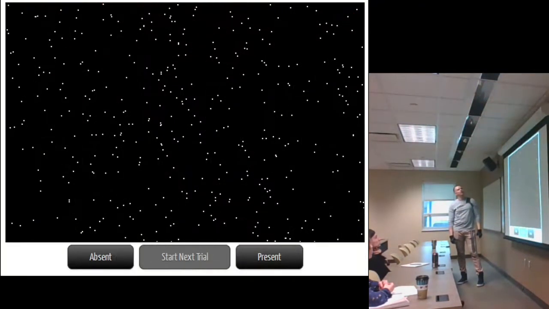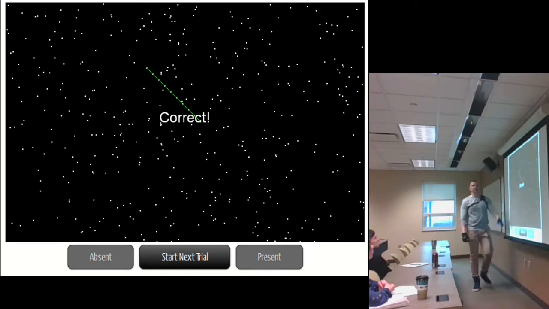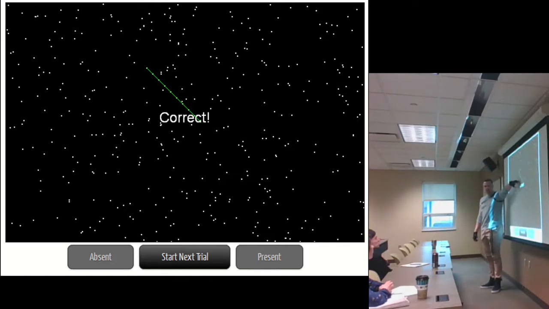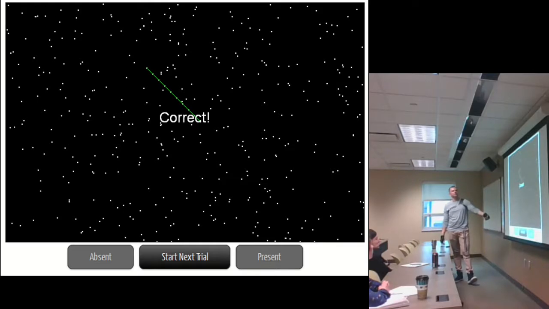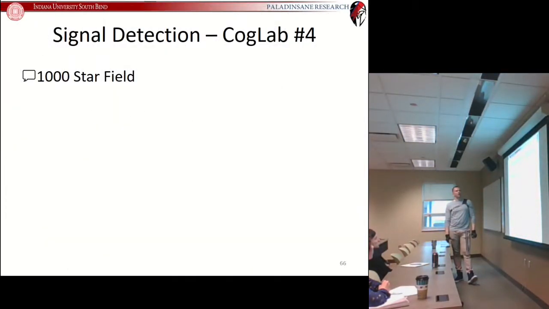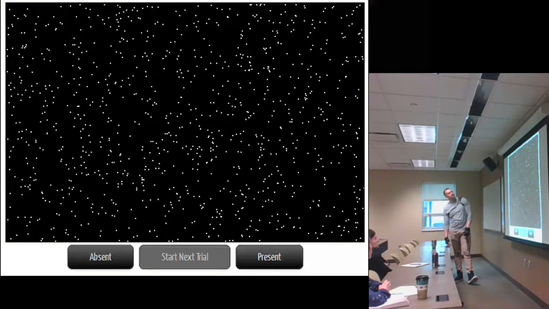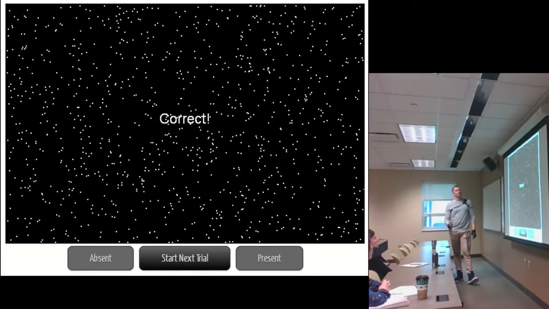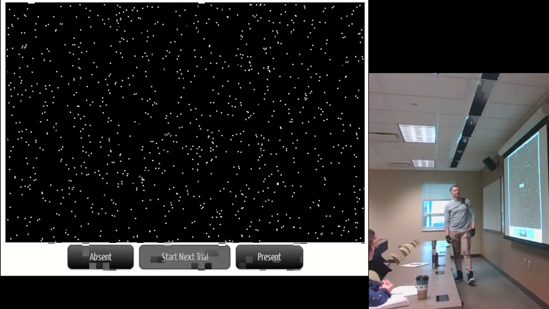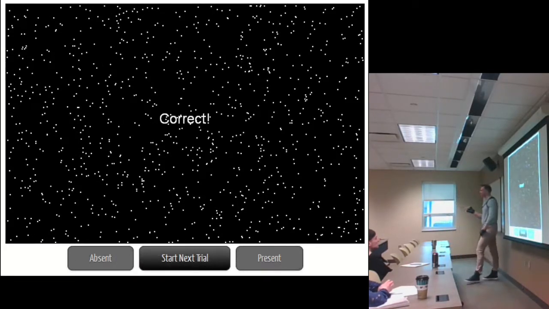400 star field. There we have the 400 star field, and I think it's there. Yes, it is. So in this case, the signal is there. Hit present, you get a hit. If you choose absent, you get a miss in this signal detection task. And then finally, the 1,000 star field. This one did not have the target there, it was so hard to align these.